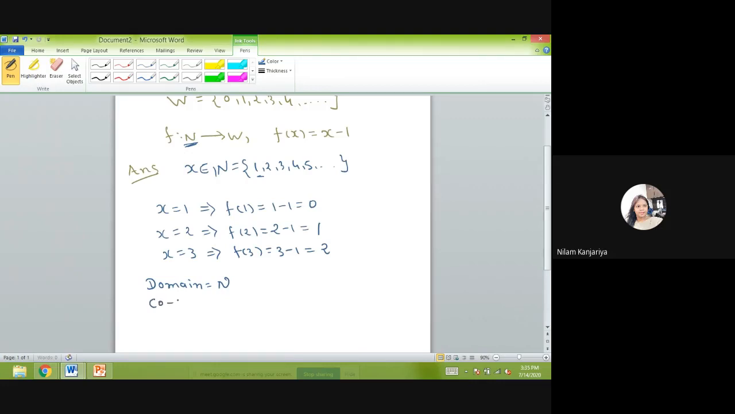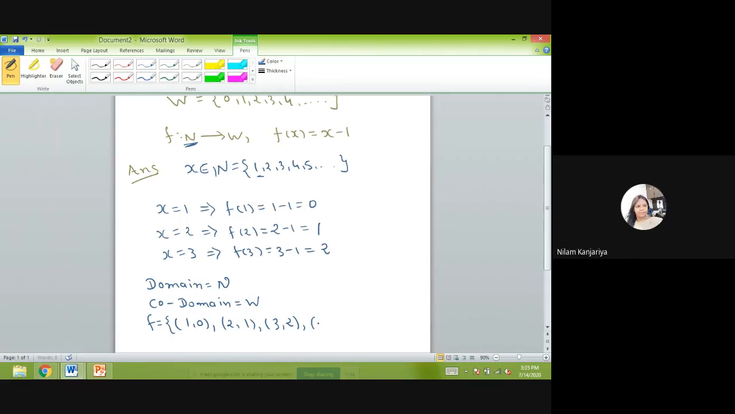Codomain is what? It's W. And the ordered pairs are: 1 and 0, the first ordered pair is 1 and 0. Then 2 and 1, 3 and 2. You can write another ordered pair. What is the next ordered pair? It's 3 after... 3 and 2, over.